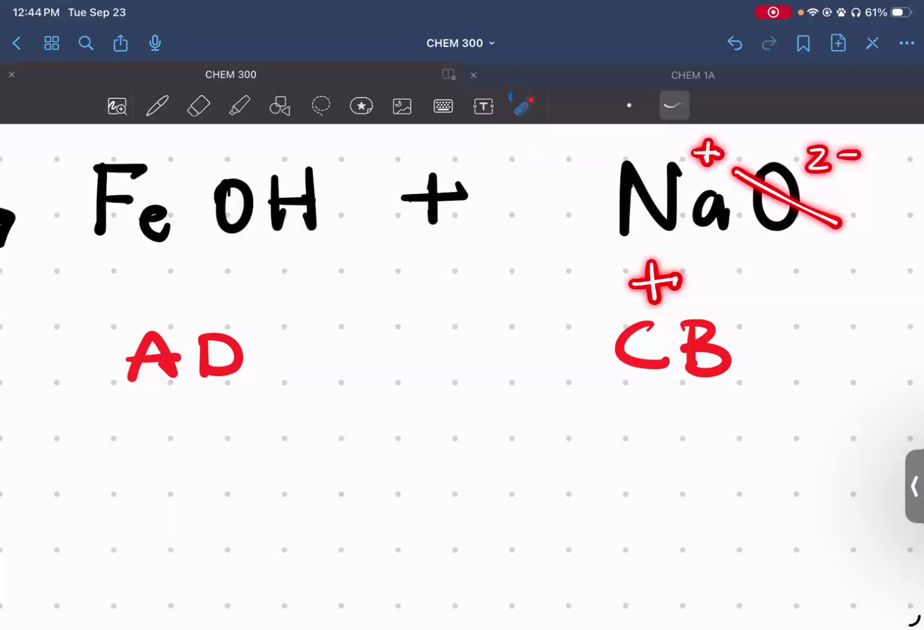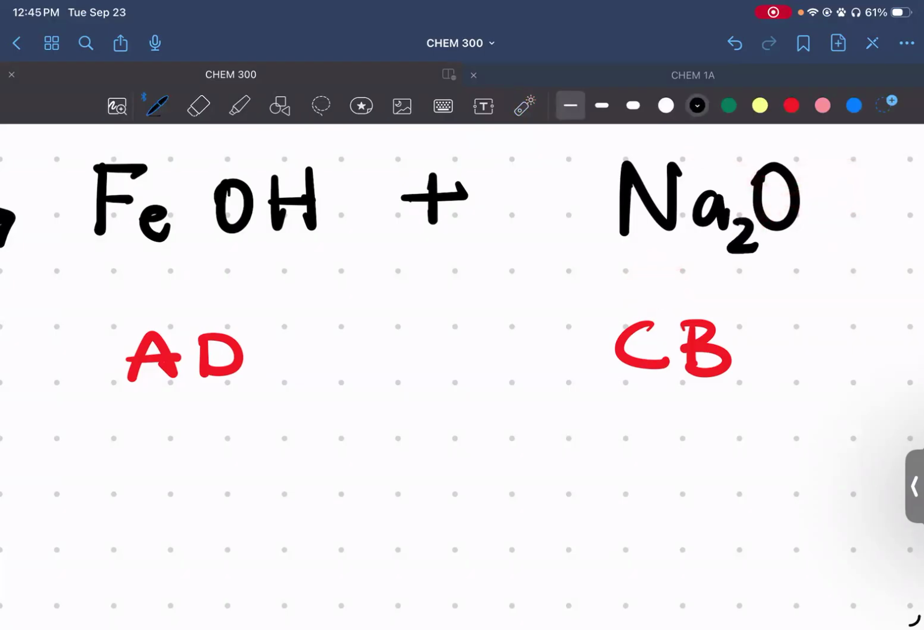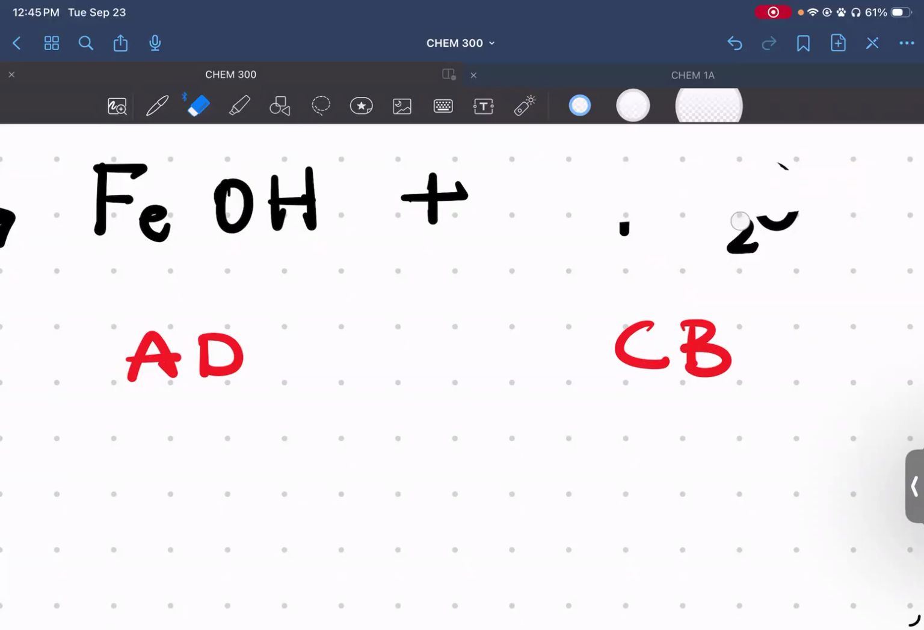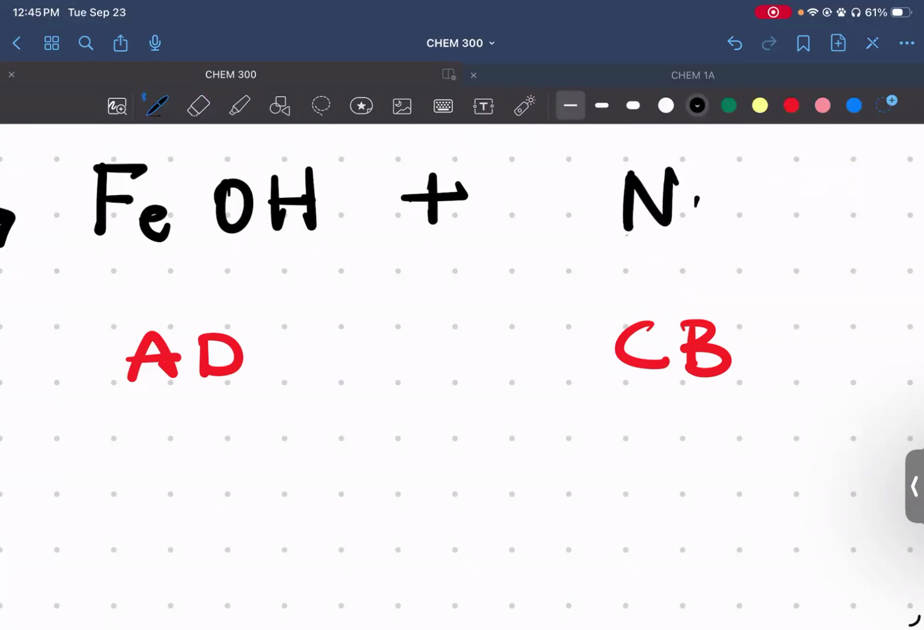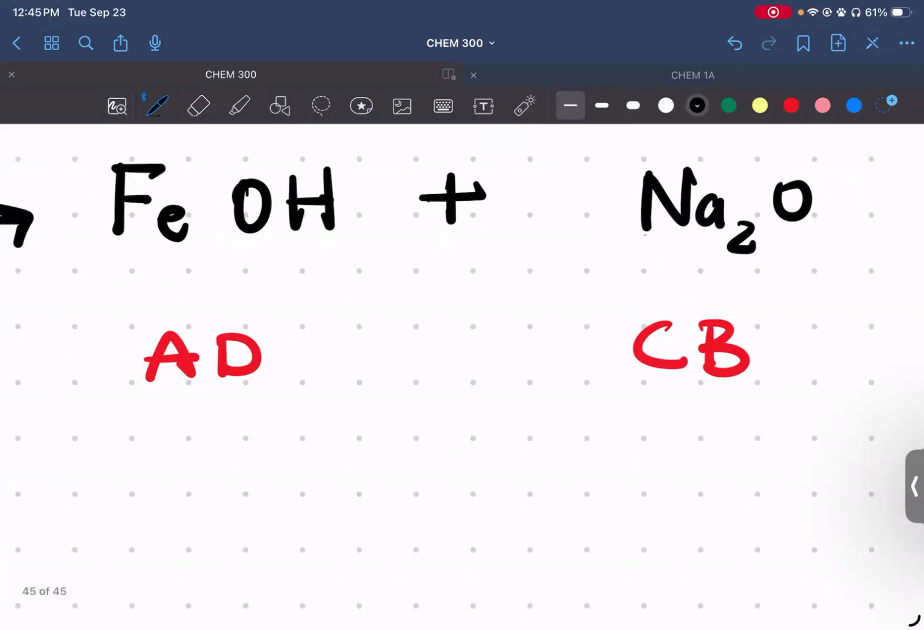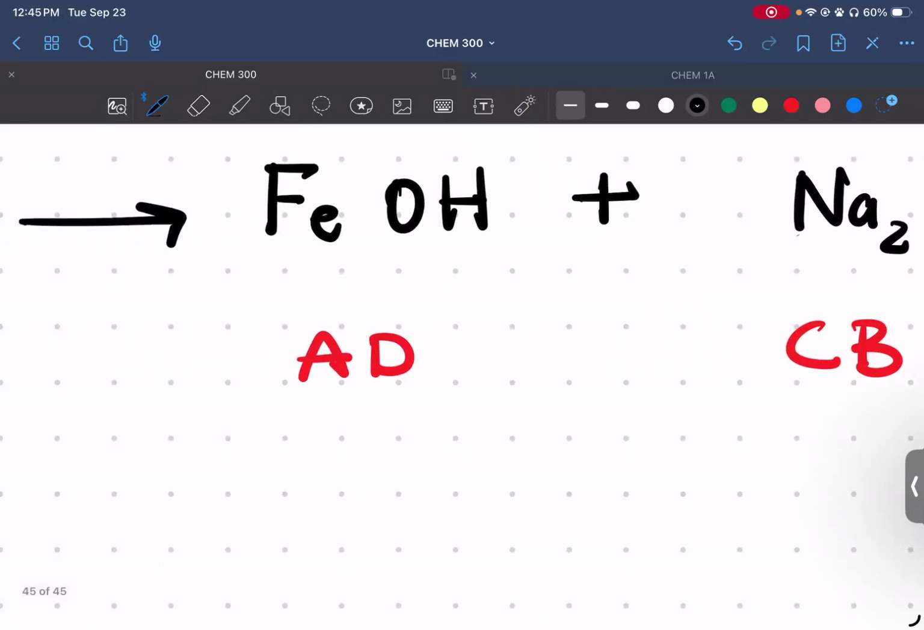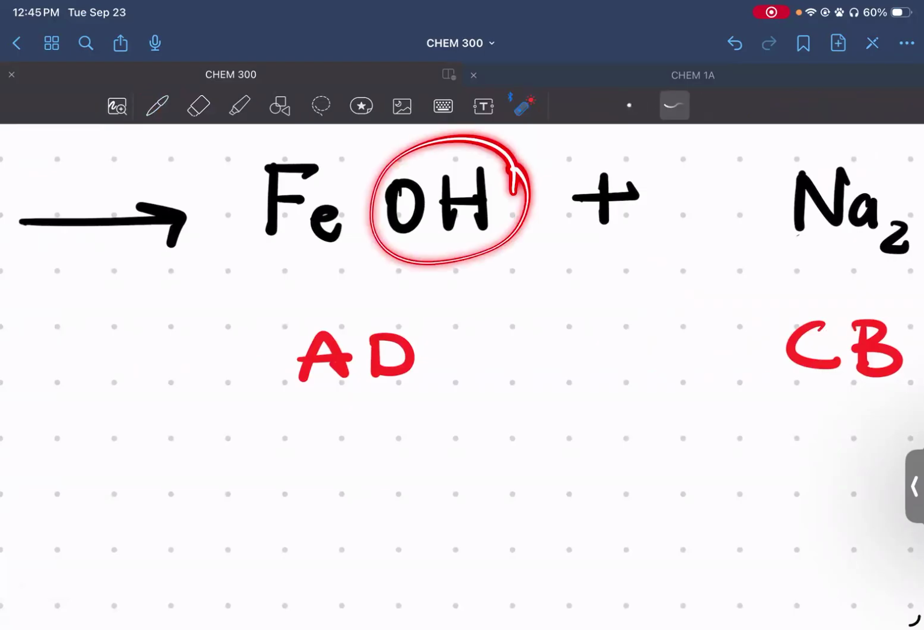This is the case where we're going to have to crisscross. The 1 goes down, the 2 goes down. This becomes Na2O. Okay, that's crisscross. That's satisfactory to me. Then we have FeOH. OH is a polyatomic ion. It has a charge of -1. What is the charge of iron? We have no idea. It's a transition metal. We can't just look at the periodic table and tell.